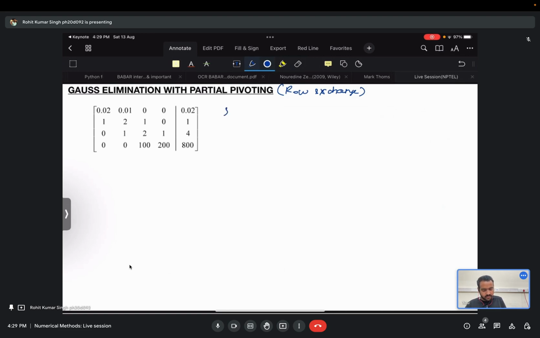So the first step in partial pivoting is you look at column 1 and see which is the largest element here. Okay, so you see row 2 has the largest element for column 1. So what you need to do is interchange it with row 1. Okay, that's the first step in partial pivoting. So this is the step where you change the rows, so that row 2 will become your pivot row.